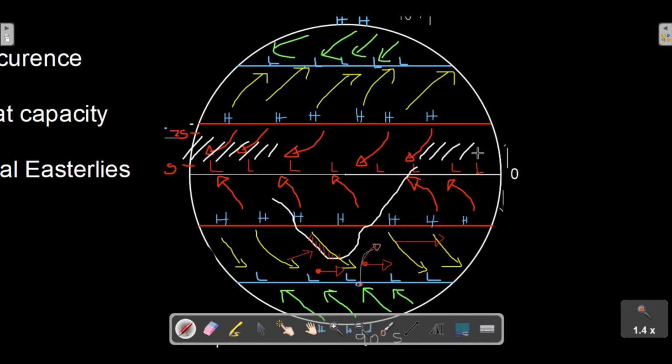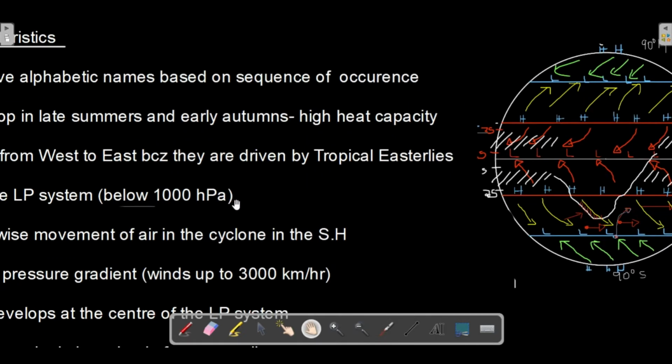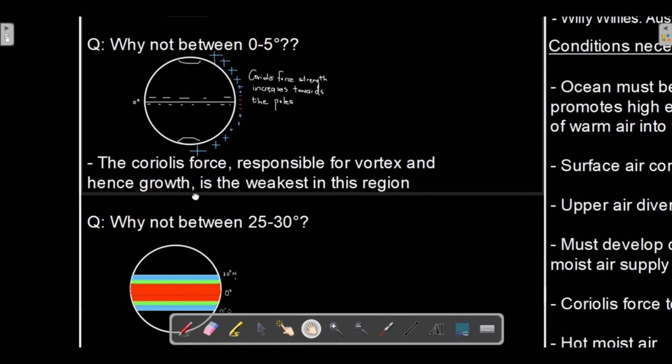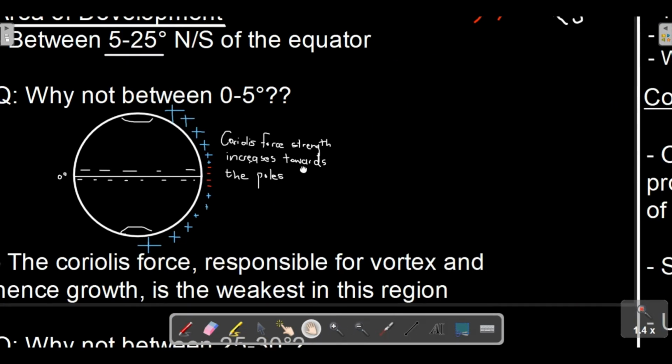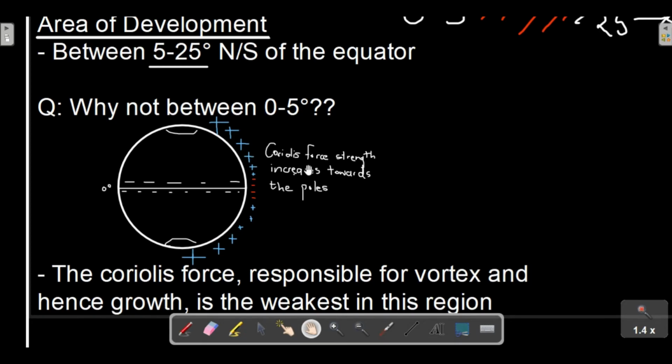They develop over oceans, right? So it must be the northern hemisphere and also the southern hemisphere. Okay, the first question is why? Why do we have them developing in these regions? Right, so the first answer to that, so why aren't they developing between 0 and 5 degrees? Okay, so the answer comes to Coriolis force, right?